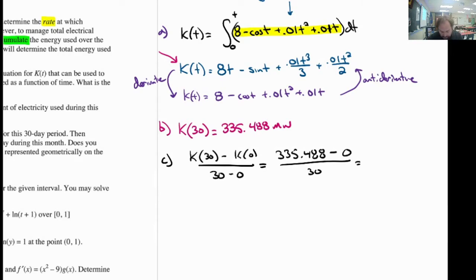And so, the average that we get, 335.488 divided by 30, is, bada bing, bada boom, 11.183, which is exactly what we wanted it to be. That's the average that we got up above using the integral version.